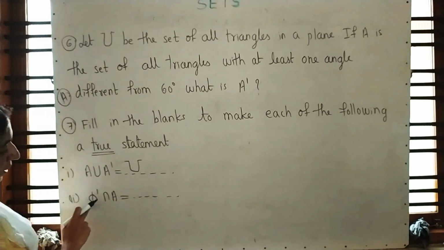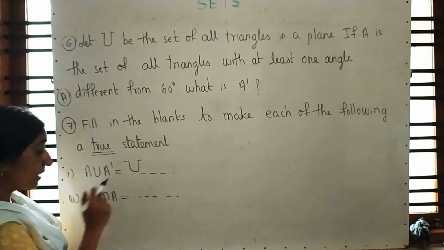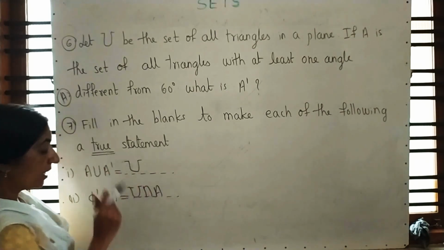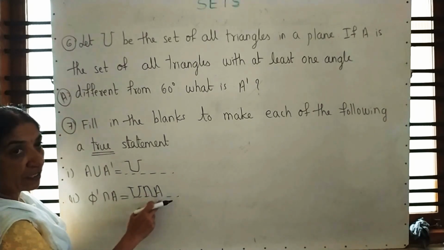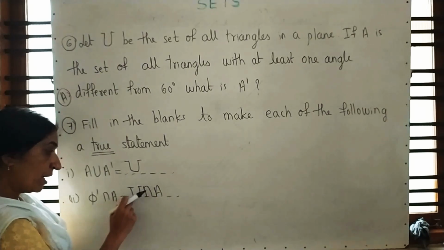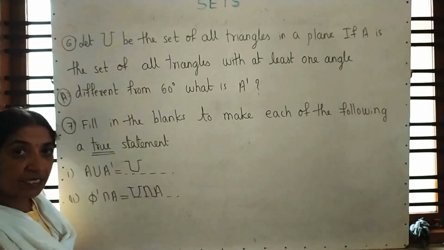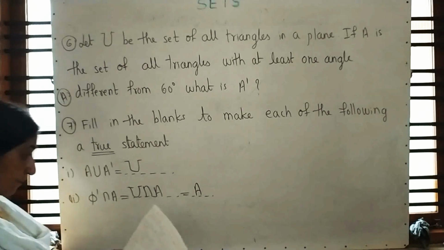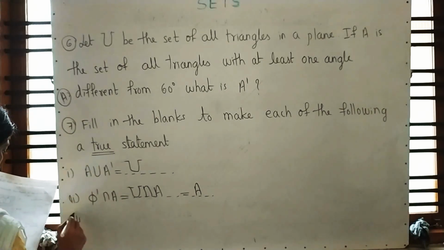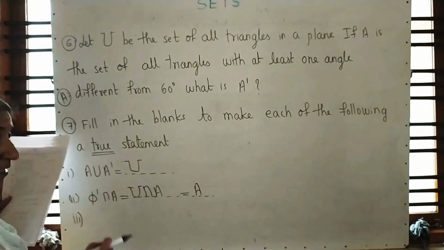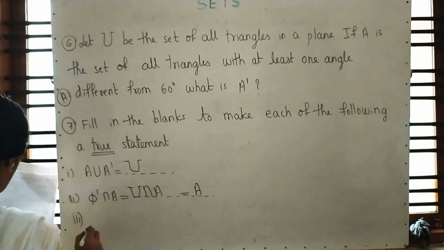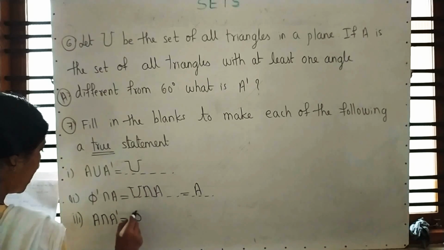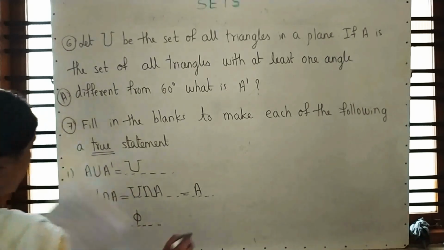See here. What is the complement of null set? Complement of null set is universal set intersection A. When you compare universal set and set A, the bigger set is U and the smaller set is A. In the intersection you will always get the smaller set. And what is A intersection with its complement? It is the null set.